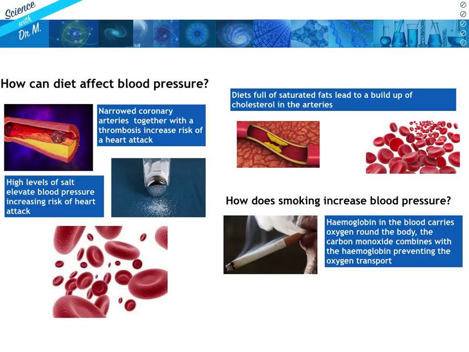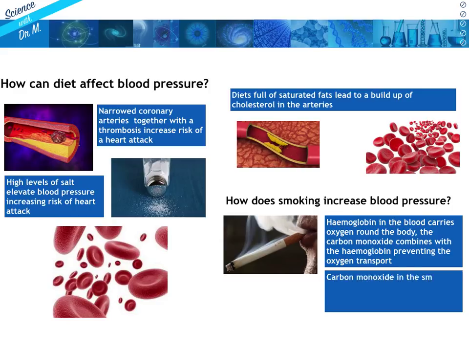You're going to learn a lot more about that in year 11 in additional science, but that's all you need to know for now if you're doing higher. If you're doing foundation, we describe it slightly differently. We say that carbon monoxide in the smoke reduces the oxygen carrying capacity of the blood. So you just need to link the idea that carbon monoxide reduces the amount of oxygen that the blood can carry around. So to compensate for that, the heart rate will increase.